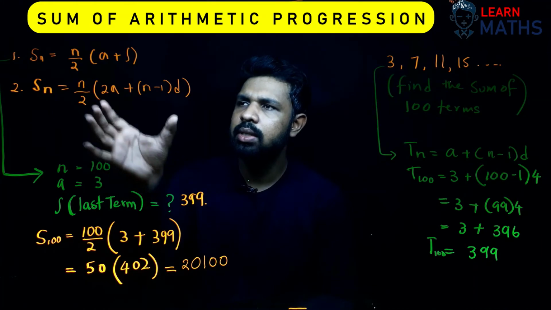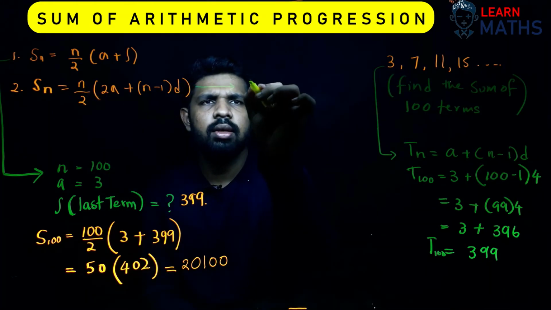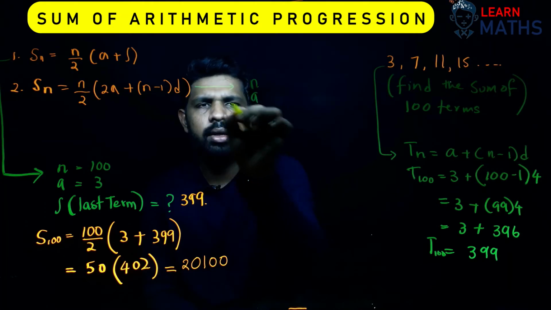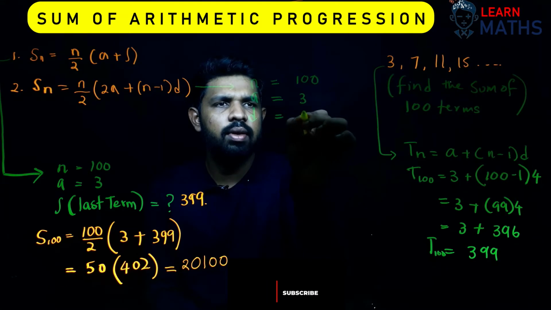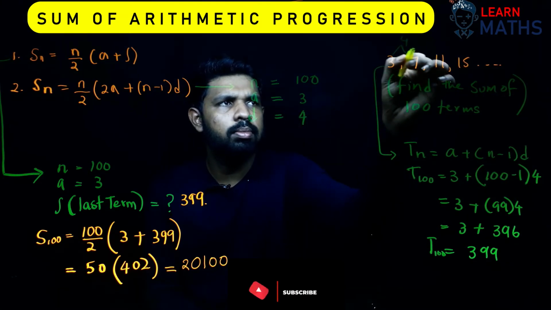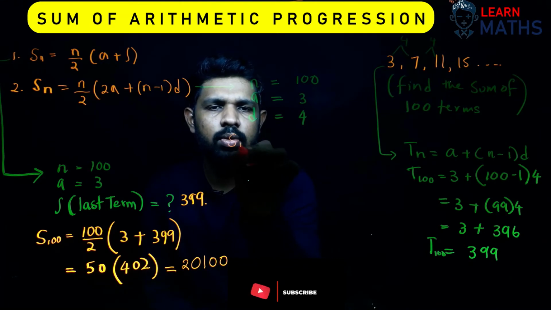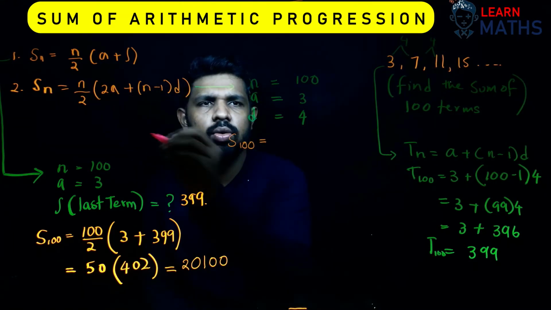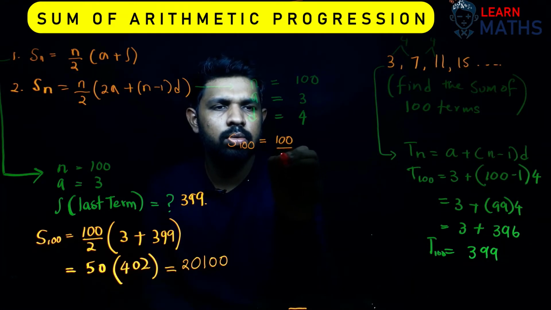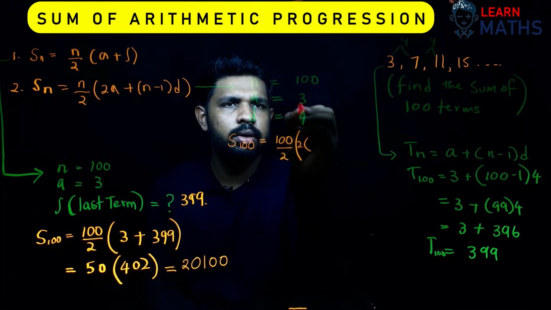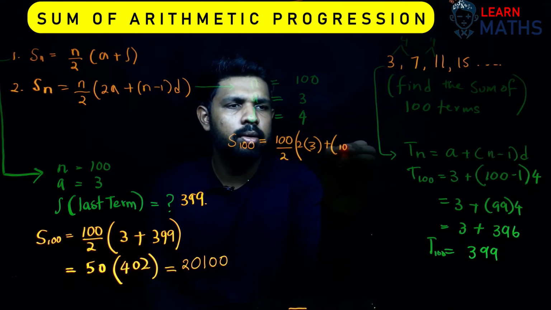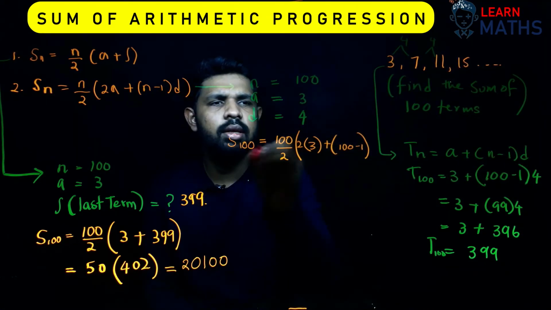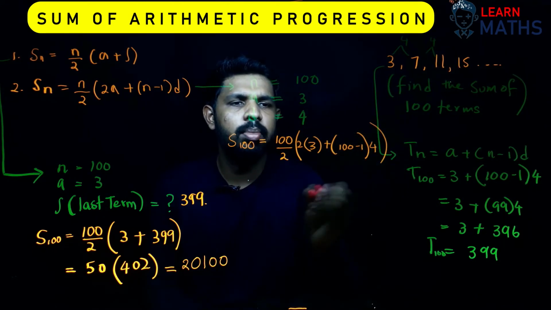Now let's find the sum using the second formula. The requirement of this formula is n, a and d. So all three are known, where n is equal to 100, a is equal to 3, and the difference is equal to 4 between each term. So S100 will be equal to n over 2, that is 100 over 2, then brackets 2a, so that is 2 times 3, plus n minus 1, so that will be 100 minus 1, and then d, the difference, that is 4, and then you close the bracket.